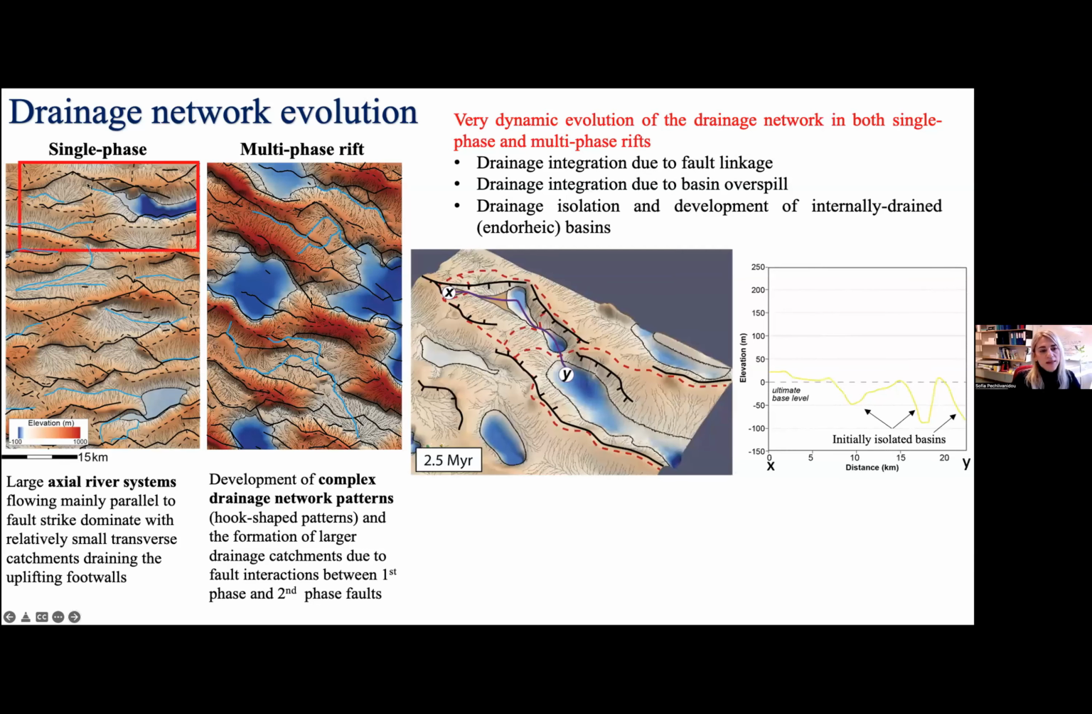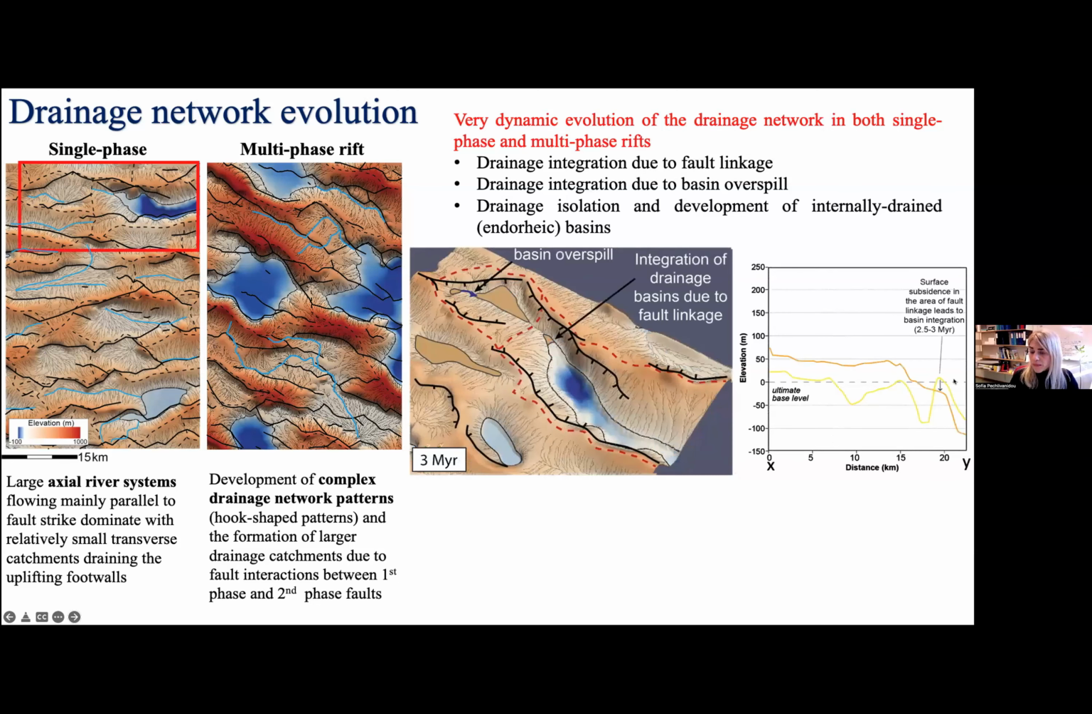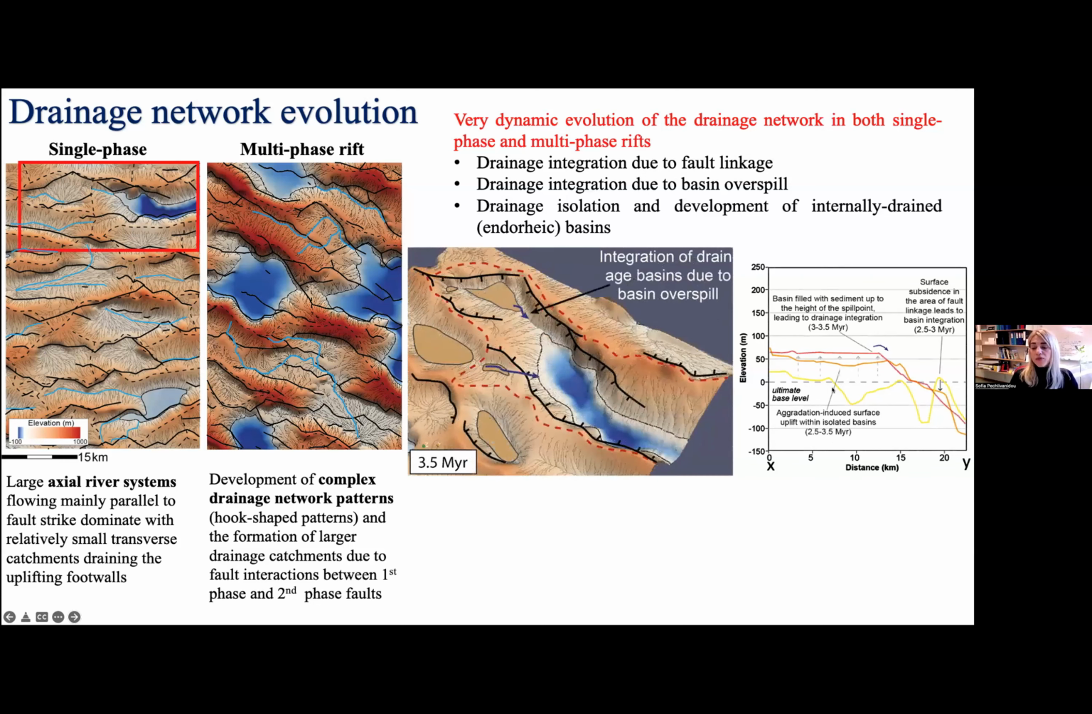This is a zoom in this area here in the single phase rift at 2.5 million years. We see these initially isolated basins. You can see the cross-section here that goes from X to Y. So after 500,000 years of model run, due to surface subsidence in the area of fault linkage, this leads to basin integration between these two basins. Now you see the orange profile. Then at 3.5 million years, if you look at this basin here, this is getting filled with sediment up to the height of the spill point, leading to further drainage integration. So now you can see the red profile.